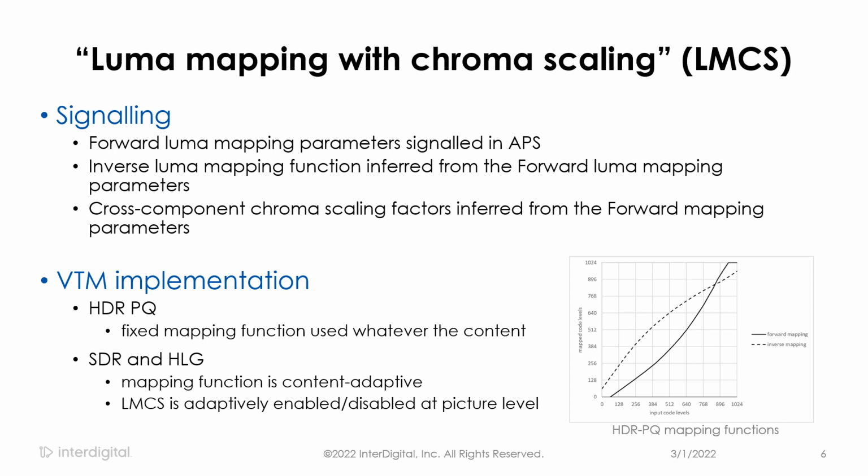In the actual reference encoder implementation, called VTM software, the mapping function derived at the encoder can be of two types, depending on the input signal. For HDR-PQ signal, the Luma mapping function is fixed, which means non-content dependent and applied for all pictures. And the picture on the right of this slide illustrates the forward and inverse Luma mapping functions applied for HDR-PQ content in the VTM. For SDR and HLG content, the mapping function is adaptively derived and adaptively enabled or disabled at picture level.